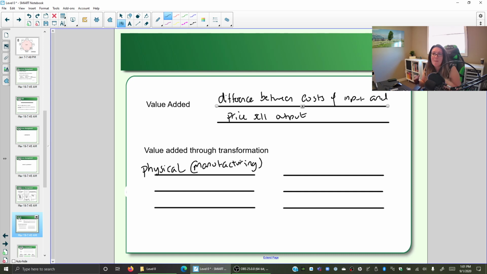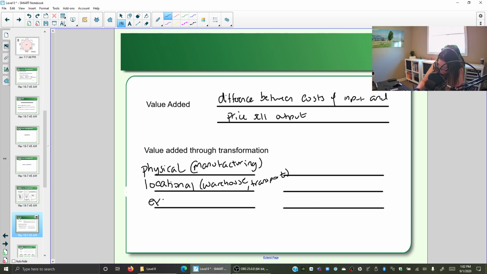But not all companies make stuff. Maybe your company transforms or adds value locationally. So a company that is adding value through location would be a company that is a warehouse or provides transport. So if you're a DHL, UPS, FedEx, your transformation, your value added is locational. You move the product from one location to another. You didn't make it. It's not a physical transformation. You're simply moving it.